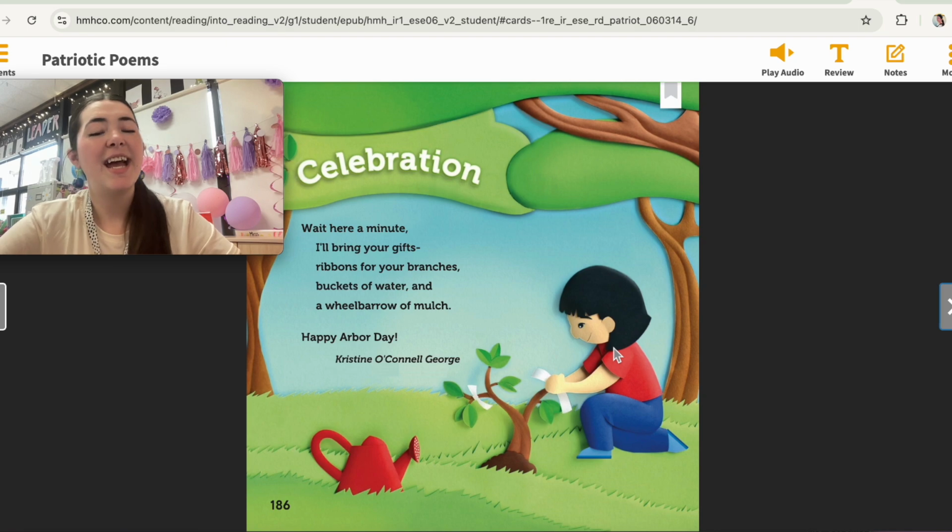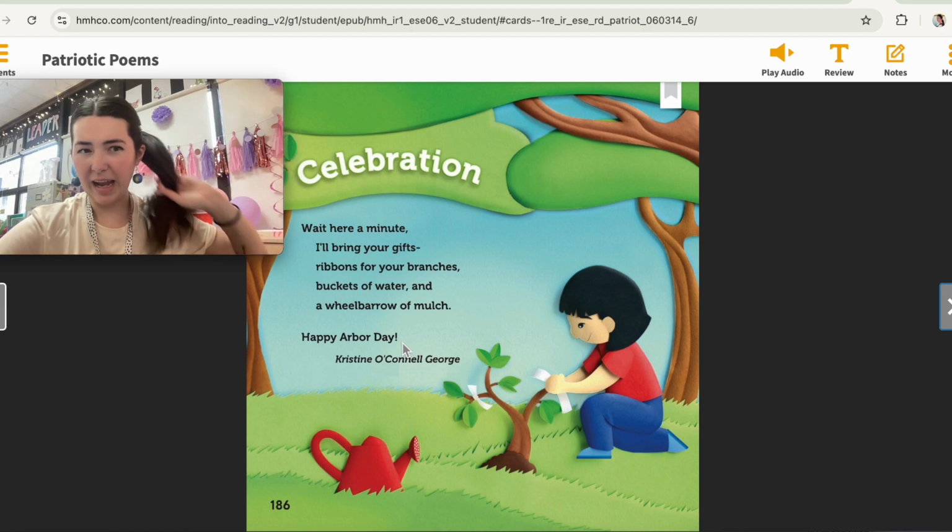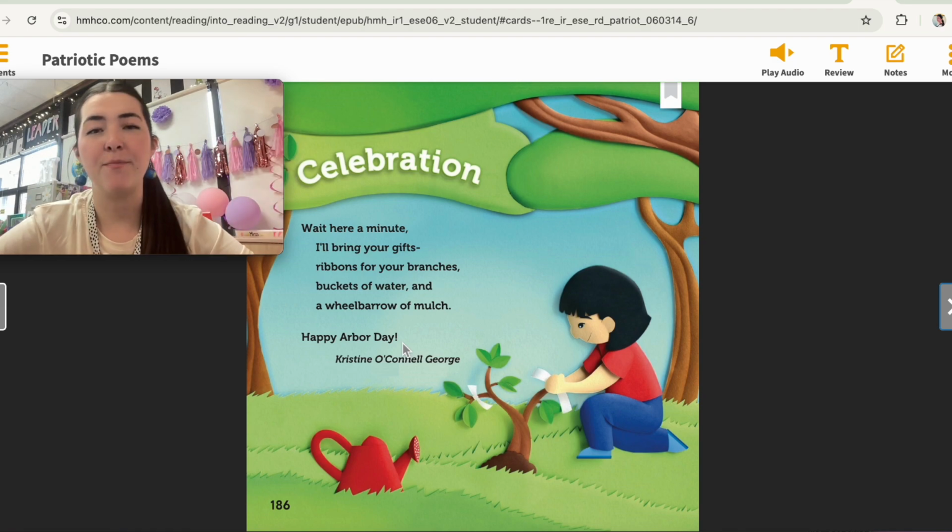Turn your page. And our last one is called Celebration by Christine O'Connor George. By looking at the picture, I think it might be about nature. Let's read it. Wait here a minute. I'll bring your gifts, ribbons for your branches, buckets of water, and a wheelbarrow of mulch. Happy Arbor Day. So Arbor Day is a day where we celebrate, we kind of honor trees and nature and making sure that we can do our best to help nature grow. And so this is a poem that describes for us different things that trees need.